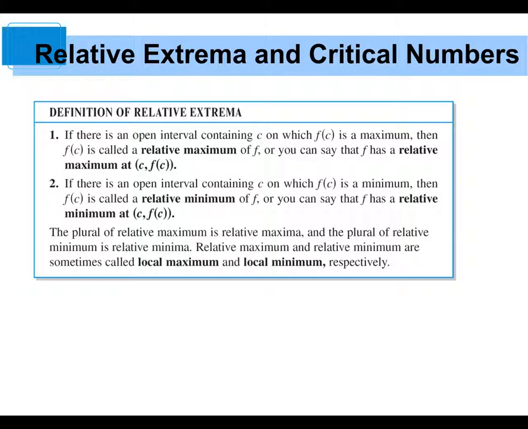Hey, personally, I like global and local better, but that's not the most common terminology. The most common is absolute and relative.